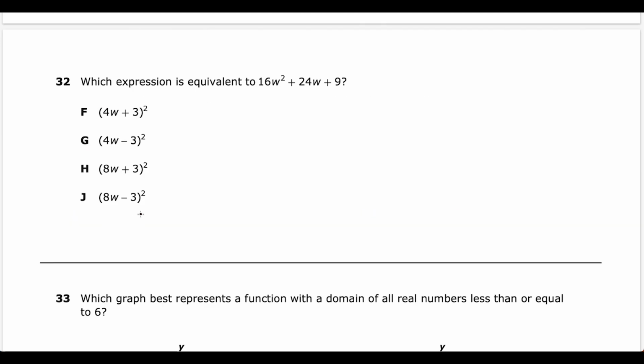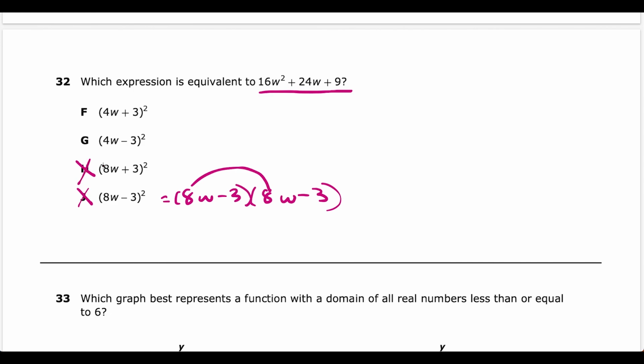So question 32, we could reason our way to the answer here. We want to know which expression is equivalent to this. And if we think about the first and last term, that's going to allow us to eliminate stuff right away. So what I'm imagining is, for these, let's say I take choice J. This would be 8w minus 3 times 8w minus 3. And notice if I do 8w times 8w, I square the first term, I'm going to get 8 times 8 is 64. W times w is w squared. So the 64 is not going to match the coefficient of 16. So this choice is out.